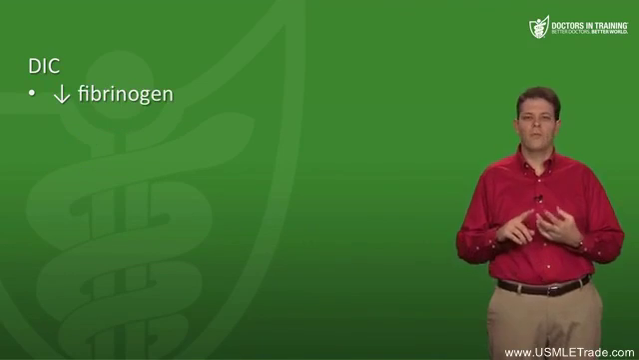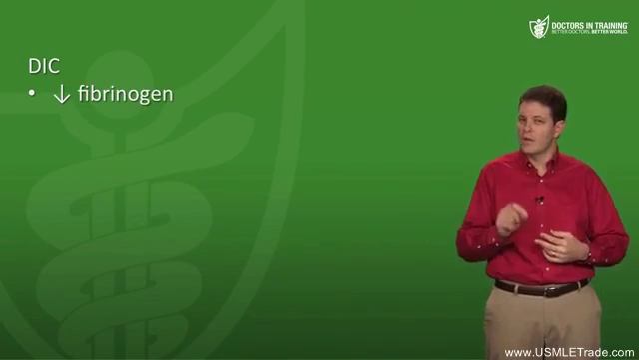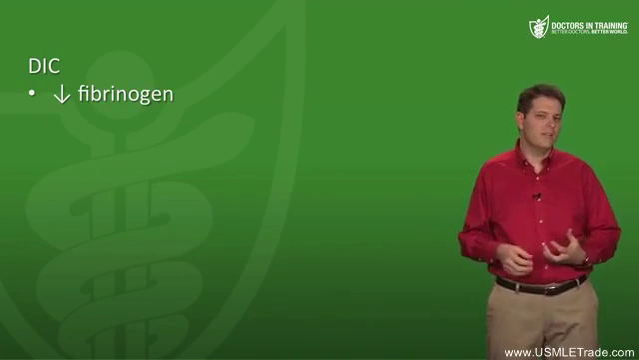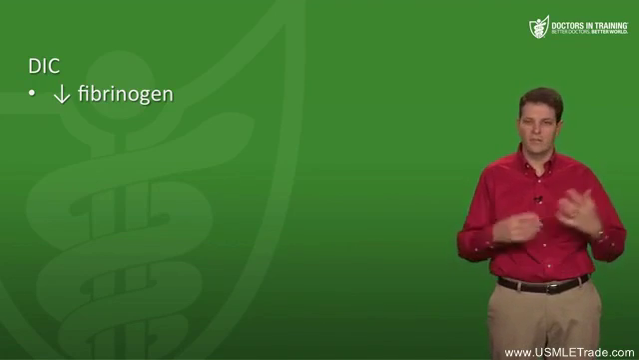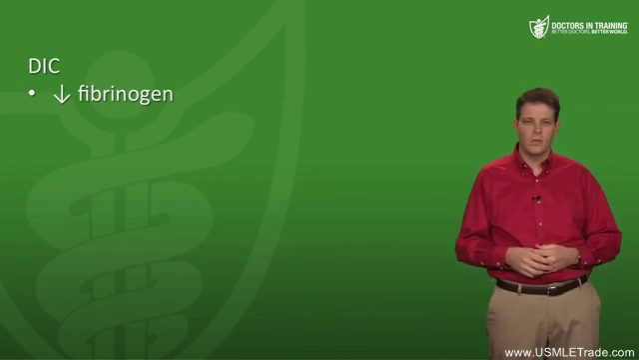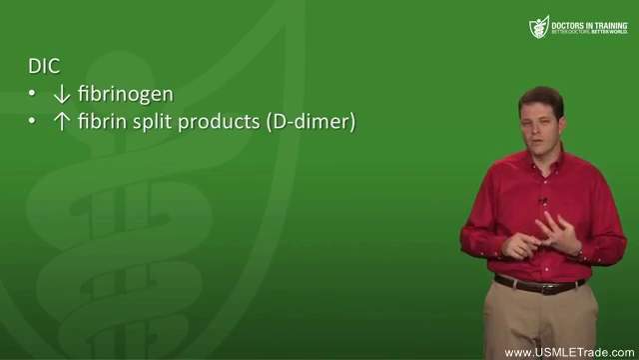You can also see low fibrinogen, which is a very good clue on the labs, and it's very high yield. Now, why would DIC cause low fibrinogen? Well, because fibrinogen is being used up, just like the platelets are being used up and the other clotting factors. You might see high fibrin split products or high D-dimer.